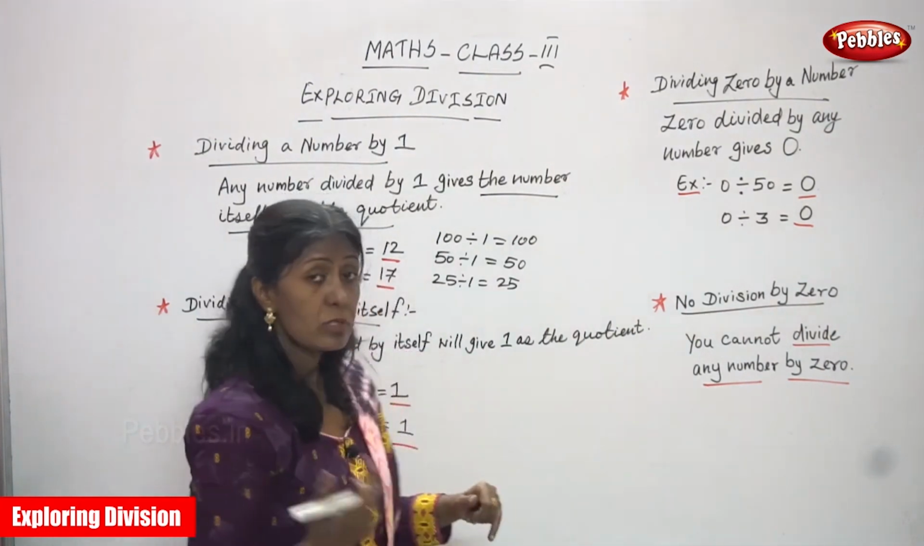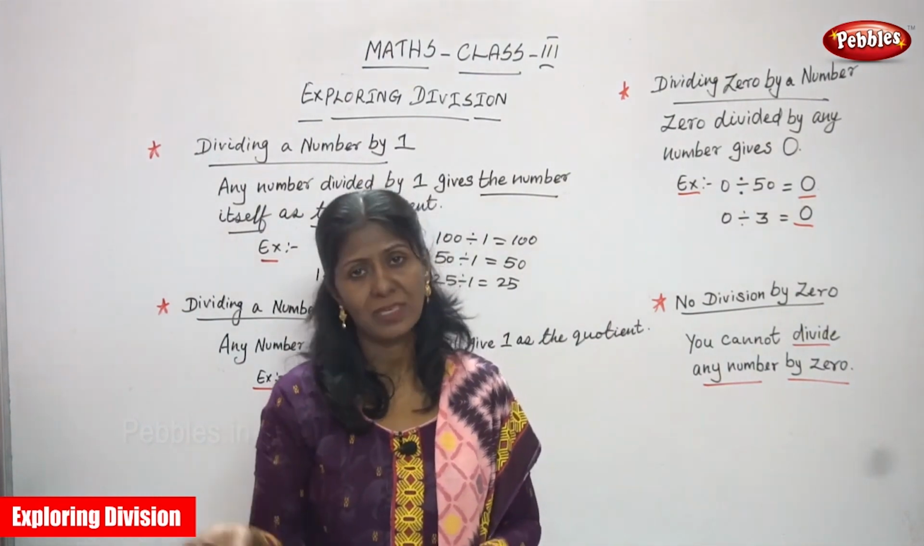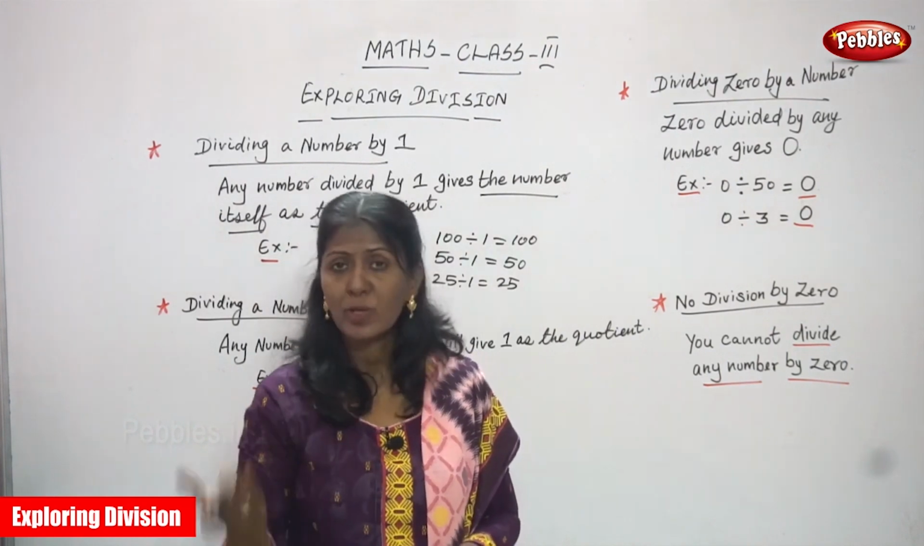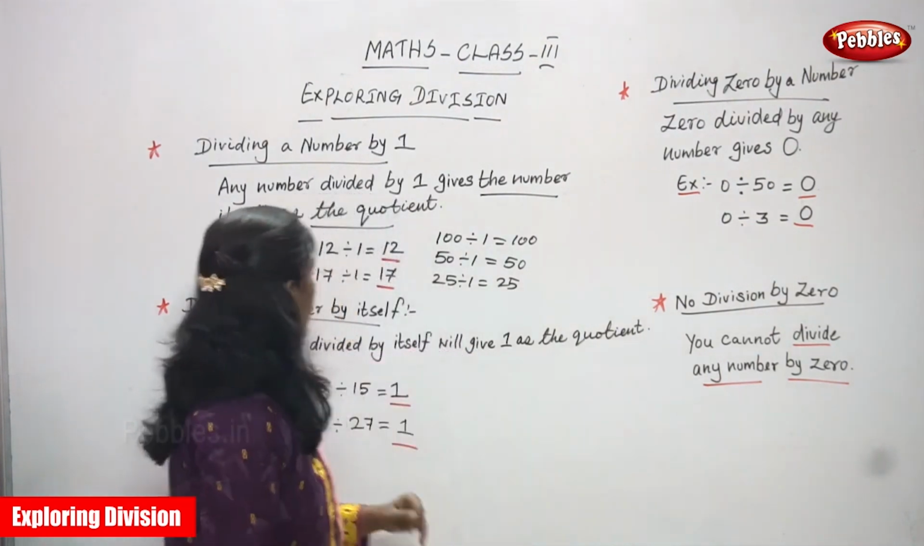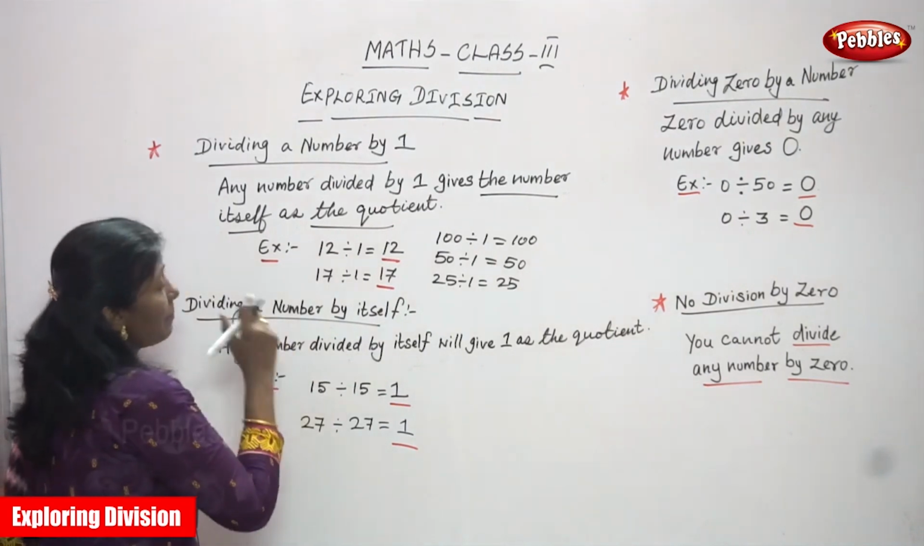Even 1000 divided by 1 gives 1000. Even 20,000 divided by 1 gives 20,000. Even 500 divided by 1 gives 500. That is the meaning.